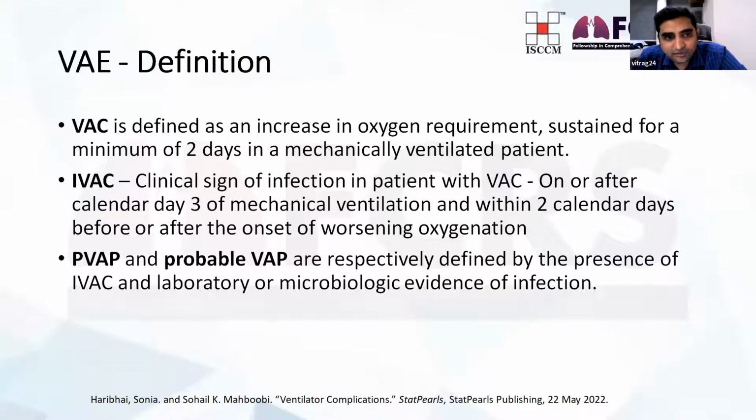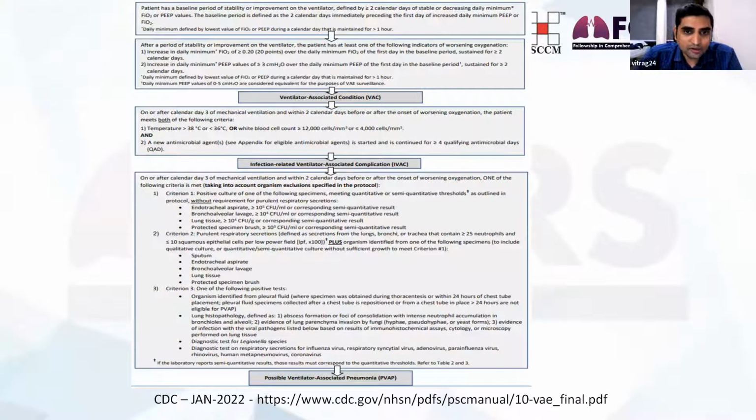So IVAC can precede the VAC, but it should be after 3 days of onset of ventilation and within 2 days of VAC. And possible and probable VAP are respectively defined by presence of infection-associated ventilatory condition and laboratory or microbiological evidence of infection. So what is the laboratory or microbiological evidence of infection?